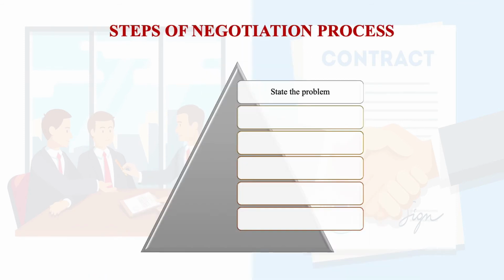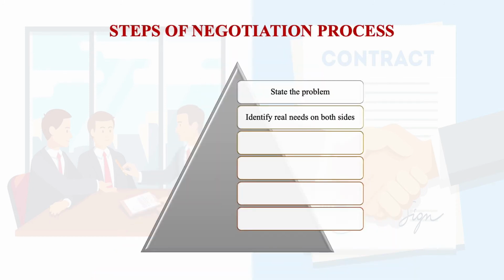Now, after learning about the concept of negotiation and the principles of it, let us understand the step-by-step process of negotiation. So the process of negotiation starts with stating the problem, the reasons for it, why it originated, whom it belongs to, who are the parties affected by it. Secondly, identifying the real needs on both sides.